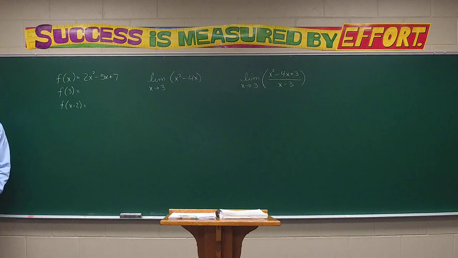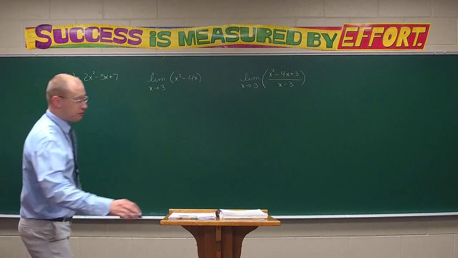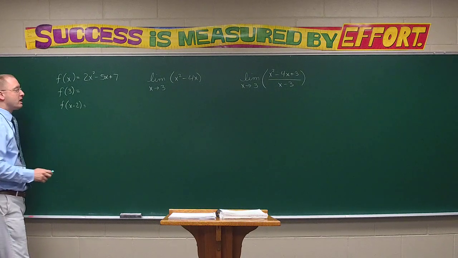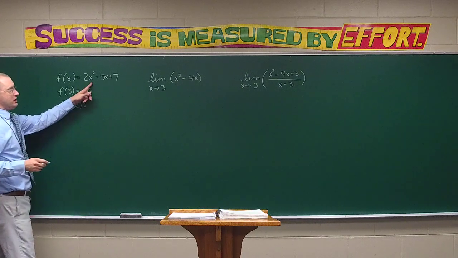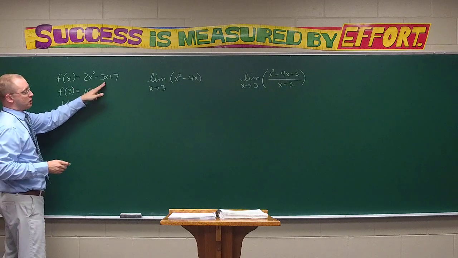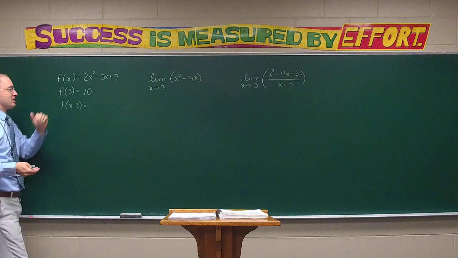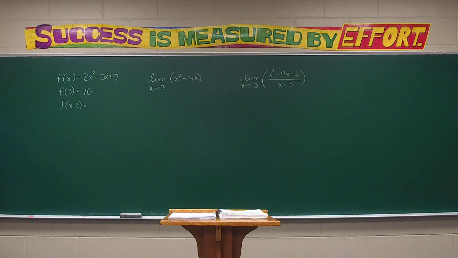All right, let's take a look at our answers here for this first function, f of x equals 2x squared minus 5x plus 7. We're supposed to find f of 3. Jamie, what did you get for f of 3? 10. We're going to do 3 squared is 9, times 2 is 18. 5 times 3 is 15. 18 minus 15 is 3, plus the 7 then gives us 10. So you also have f of 3 is 10.